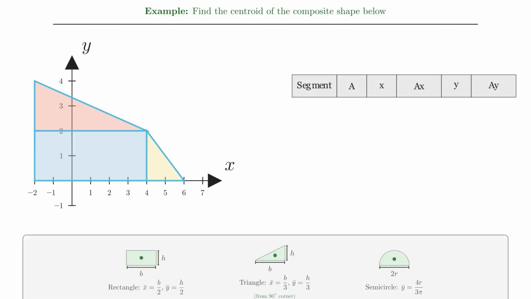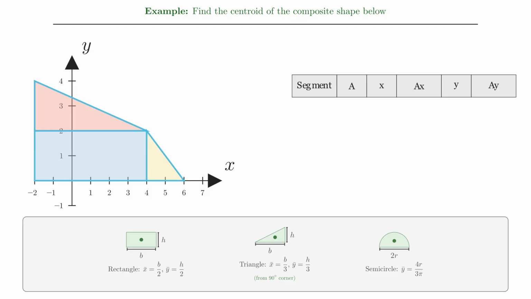So here are the centroid formulas that we'll need. For a rectangle, the centroid is at the centre. For a triangle, the centroid is 1/3 along each direction from the right angle. So we're going to work through each segment in turn, starting with the rectangle.